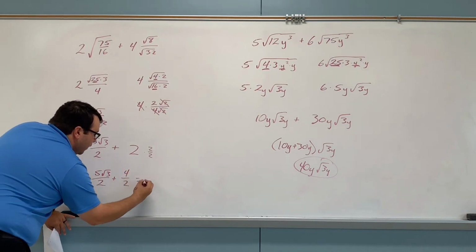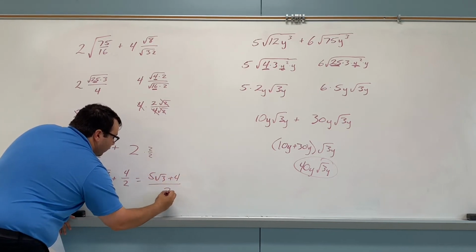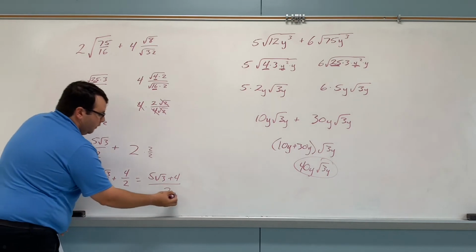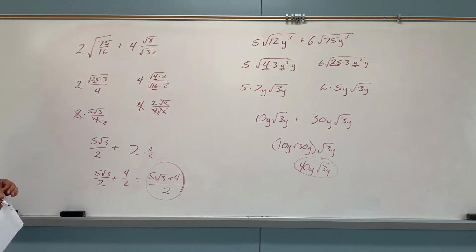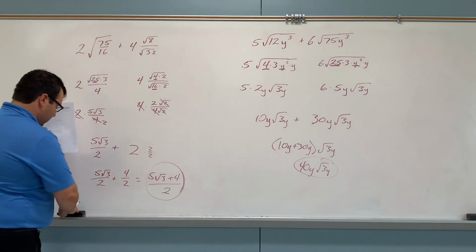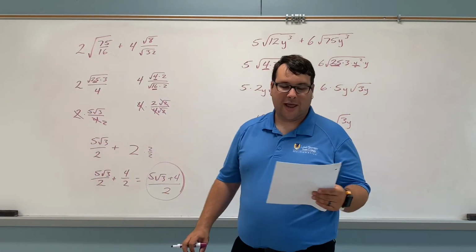Combining this, I would have 5 radical 3 plus 4 over 2. So this would be the fully simplified version of that particular problem. So that is the fully simplified version. Okay, now that is it for adding and subtracting.